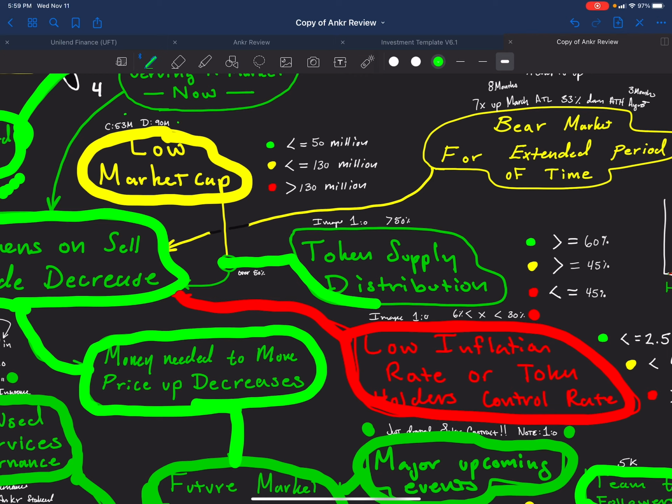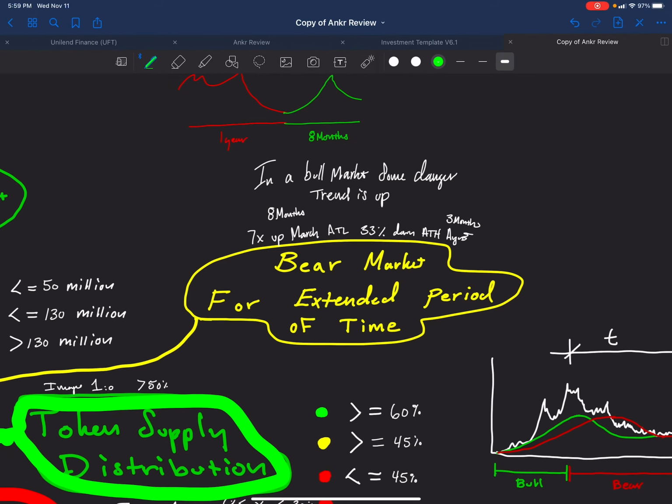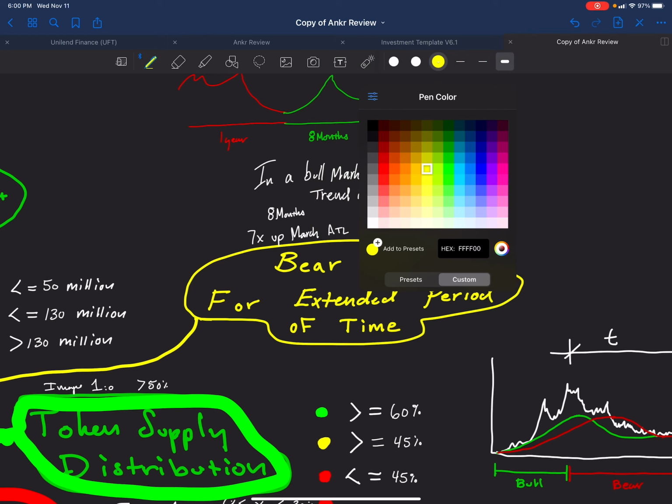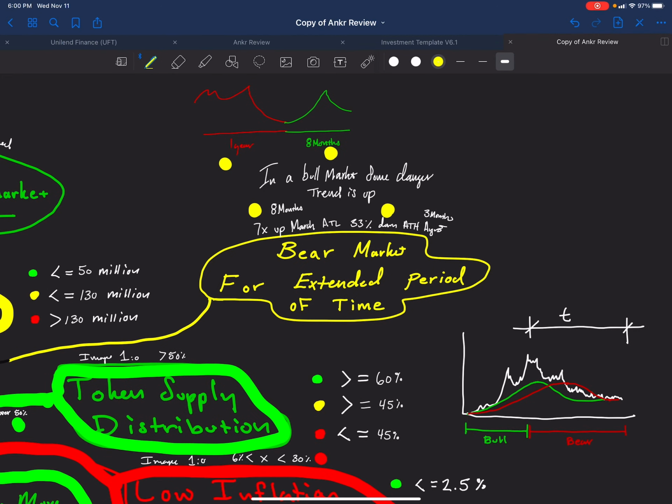Token supply distribution is okay because they're past the 50% mark, over 50%. So that's why I put it as green. It's in a bull market, so there is some danger for that. They're 7x from their all-time low. They are 30% down from their all-time high. They have 1 year of downward trend, 8 months of upward trend, and here's that pullback, and this is roughly what the price looks like.